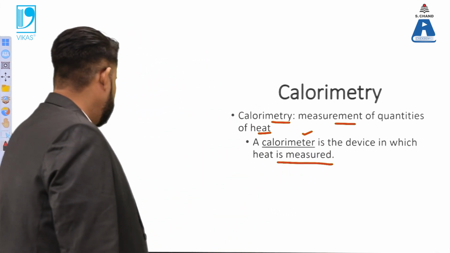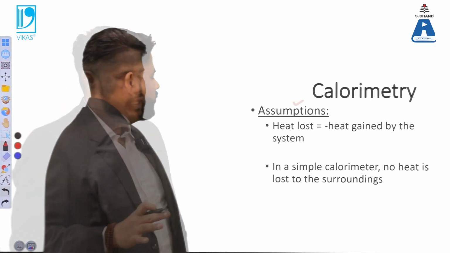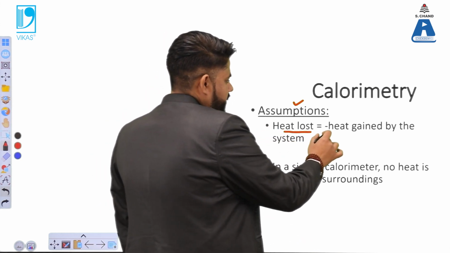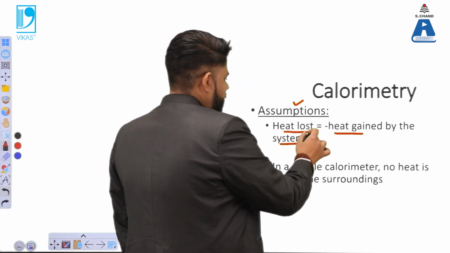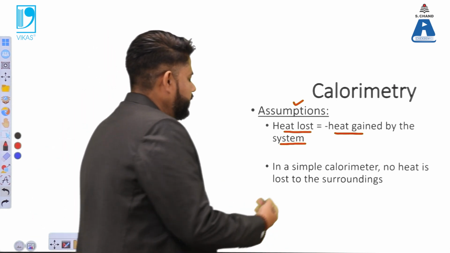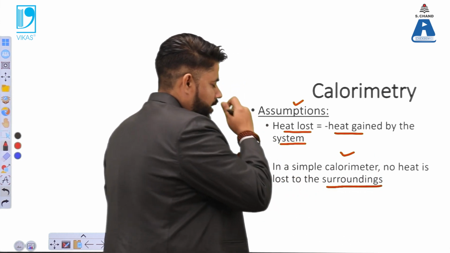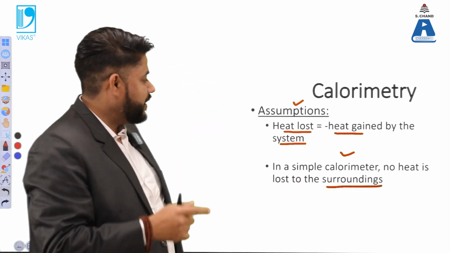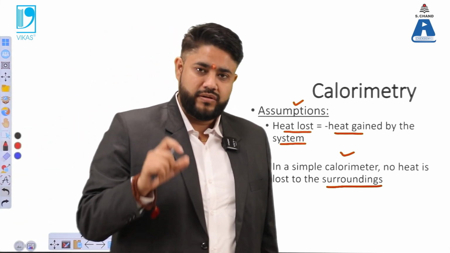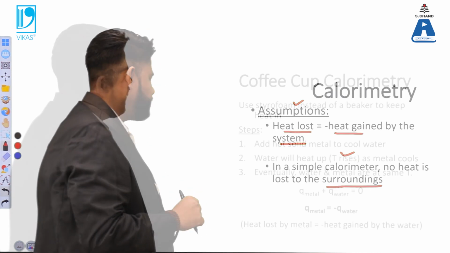So, how can it be done? That we can see herein. We have to have an assumption: heat lost is equal to heat gained by the system, which is a negative quantity. That means in a simple calorimeter there is no heat lost to the surroundings. So, we say that the heat lost is equal to the negative of the heat gained by that particular system.